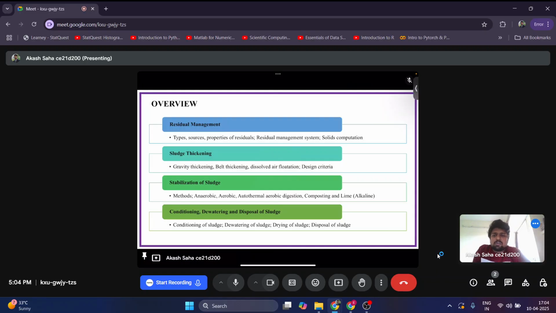Then we moved towards the stabilization of sludge, where we discussed various aerobic, anaerobic, and autothermal aerobic digestion processes, followed by the lime alkaline process or composting. And at the end, we discussed conditioning, dewatering, and the disposal of sludge, and the various methods to do all these things. So basically, I have a few multiple choice questions and some subjective type numericals. We will discuss them one by one.